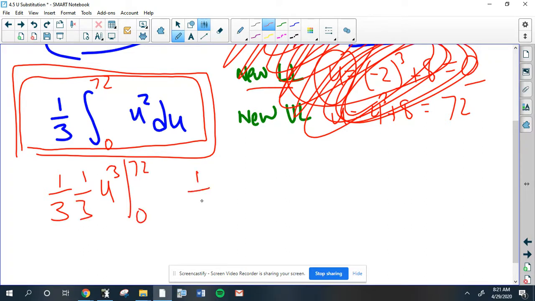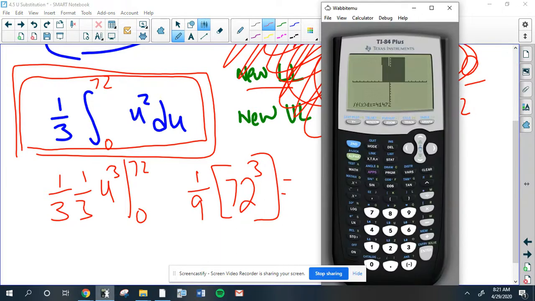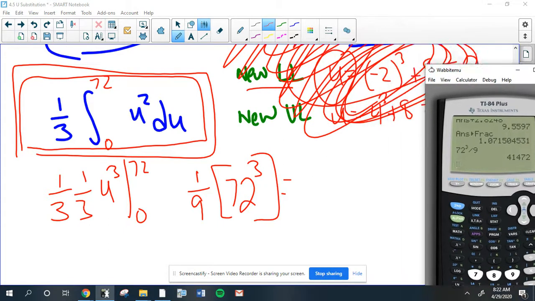So this is 1/9 times 72 to the third minus 0 to the third. So the answer is just 1/9 times 72 to the third. So that's 72 to the third divided by 9. And it's 41,472.